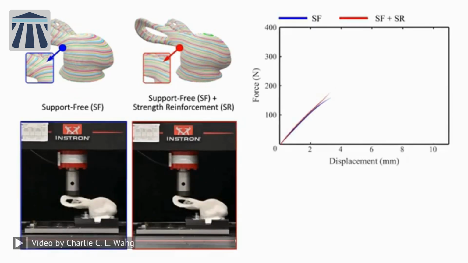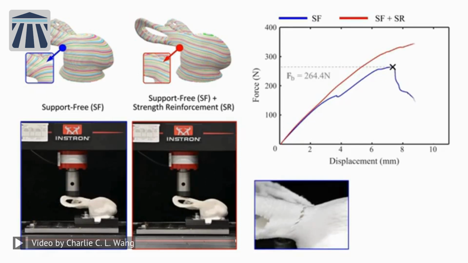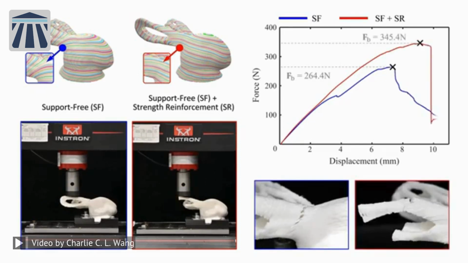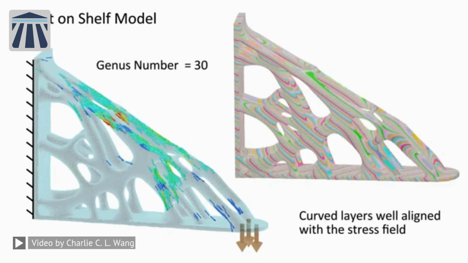Their mechanical strength is evaluated by the compression test. A 30% increase in the breaking force can be obtained. The region of structure failure is changed from the root of the ear to the hole. Our neural slicer can handle models with very complicated topology, such as the shelf model. The genus number is 30. The curved layers generated by our slicer can align with the stress field very well.